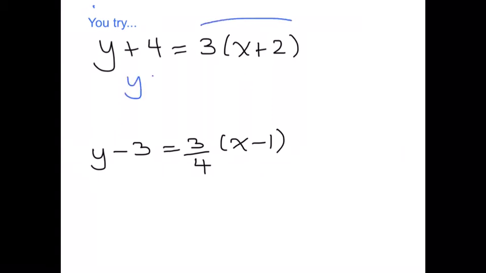We need to do some distribution. So y plus 4 equals 3x plus 6. Let's do slope-intercept form first. 3x minus 2, so that's done.